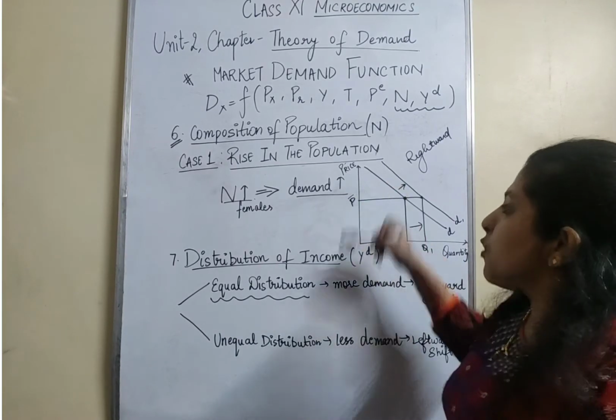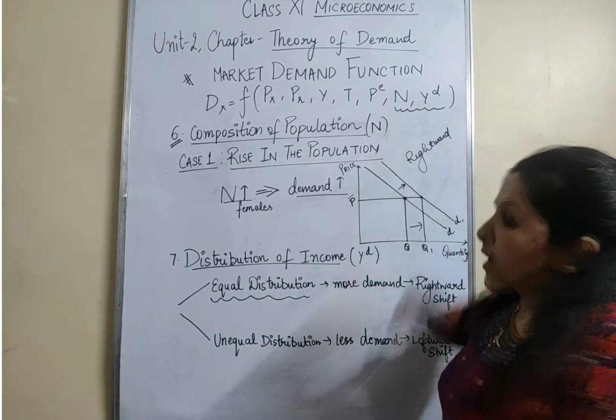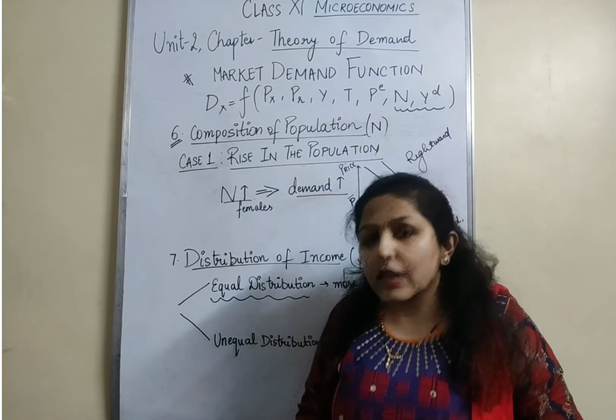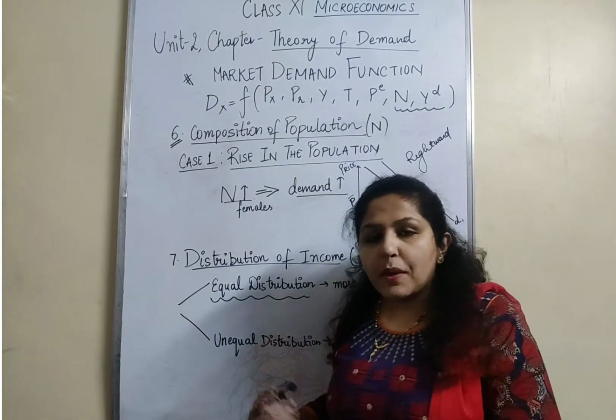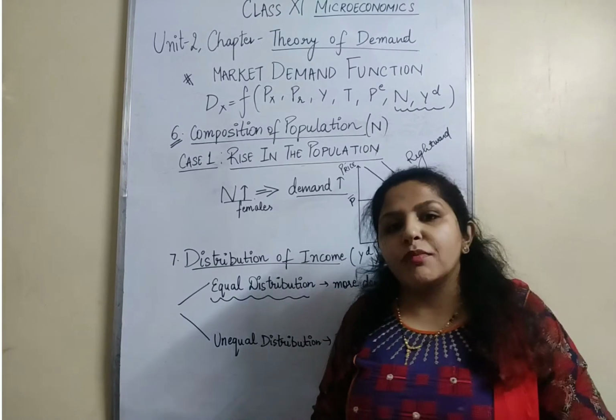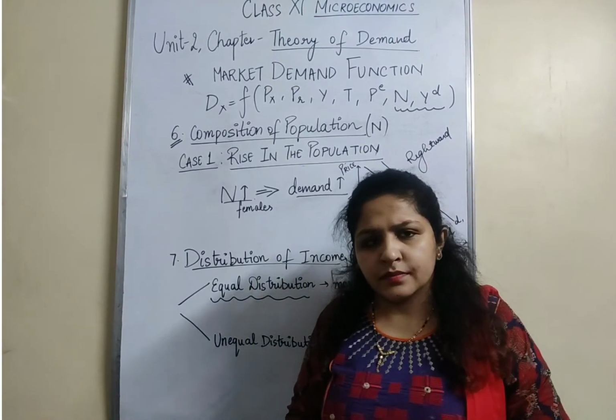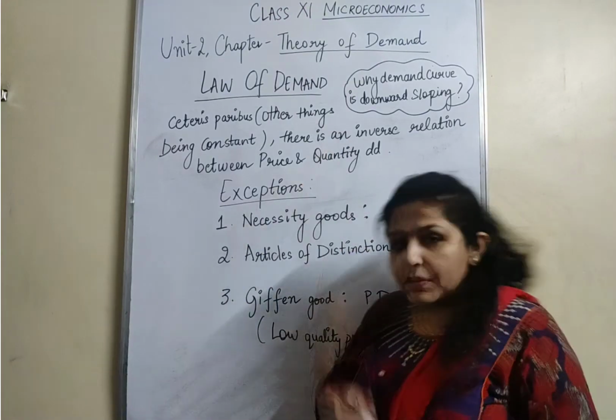So these are the 2 more determinants that are included in the market demand function, apart from all the factors in the individual demand function. So the next topic we are starting is the law of demand and the exceptions of the law of demand. So the next topic is the law of demand.